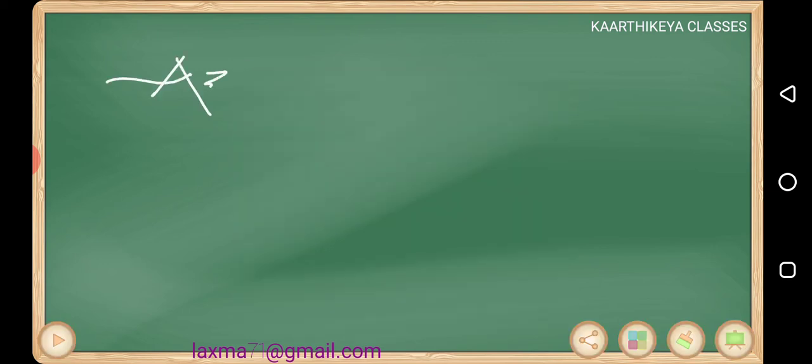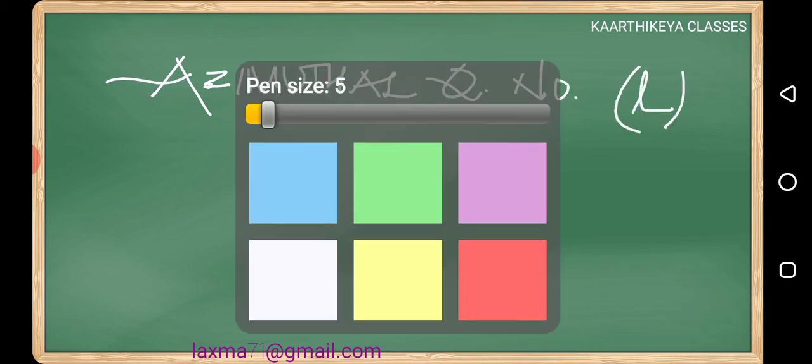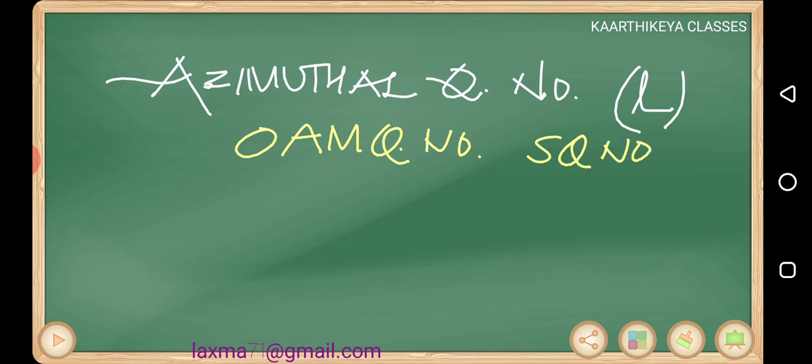The second one is the azimuthal quantum number. It is given by small l and was explained by Mr. Sommerfeld. It is also called the subsidiary quantum number, or the orbital angular momentum quantum number. These are other names of the azimuthal quantum number.